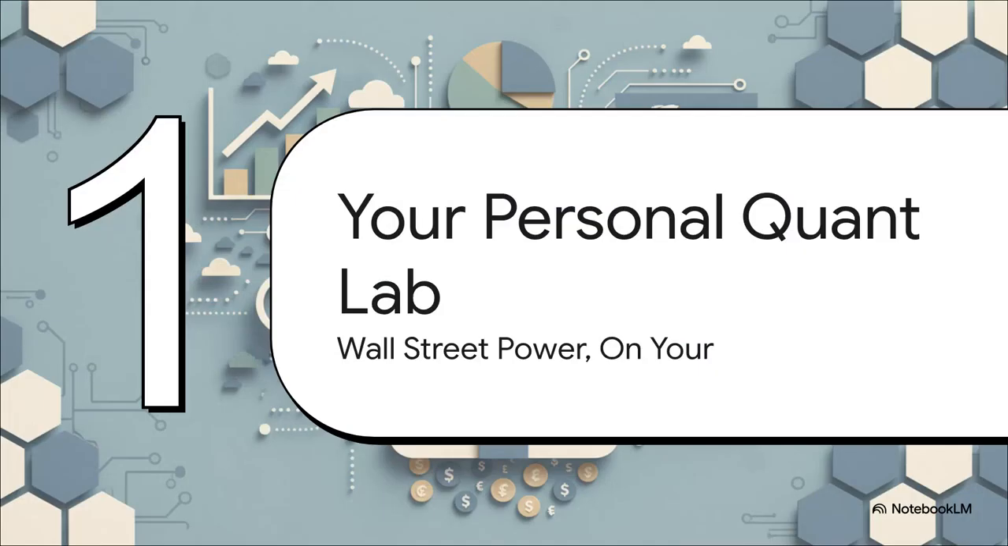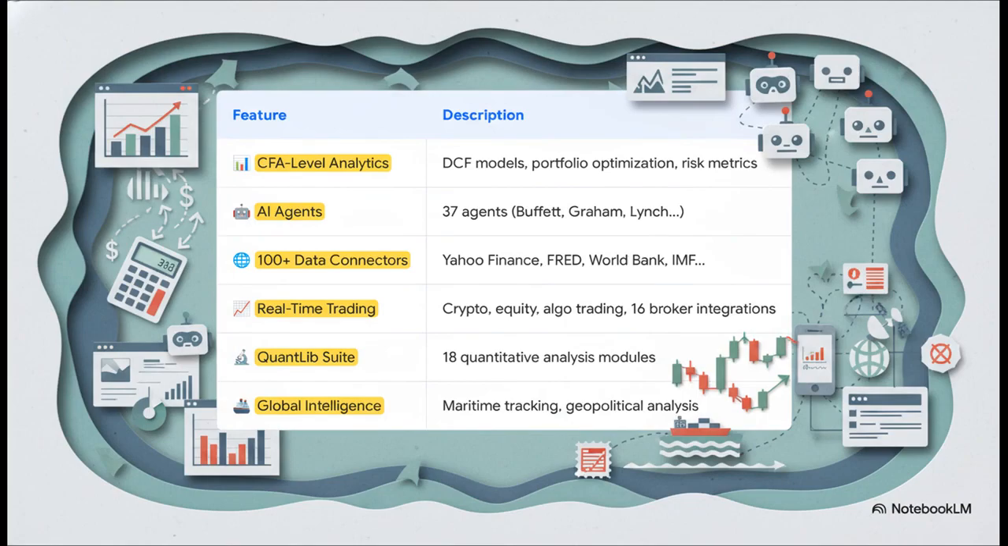Okay, so what does all that performance actually get you? Well, you're essentially getting a professional-grade quantitative analysis lab right on your own computer. Let's take a look at the kind of firepower this thing is packing. Honestly, the feature list here is just staggering. You get access to professional CFA-level analytics. That means you can run the exact same discounted cash flow models and portfolio optimizations that analysts at major banks are using every single day.